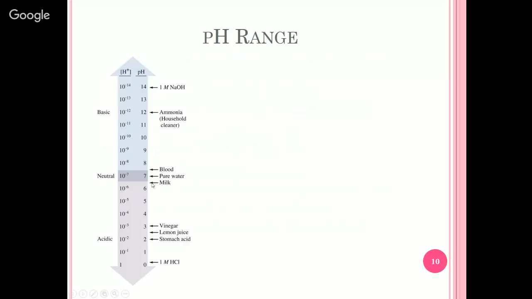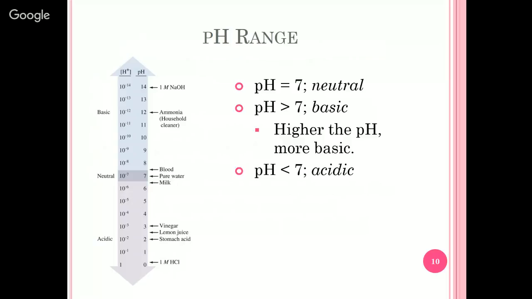Milk is slightly acidic. Then you have vinegar, which is acetic acid, pH of 3. Your lemon juice is about 2.5. Stomach acid has a pH of 2. And a strong acid, such as 1 molar hydrochloric acid, is just a little bit above 0. So once again, your pH, when it is 7, you're neutral. If it's greater than 7, it's basic. And if it's less than 7, it's acidic. So low pHs mean you're in the acidic range. High pHs mean that you are in a basic range.